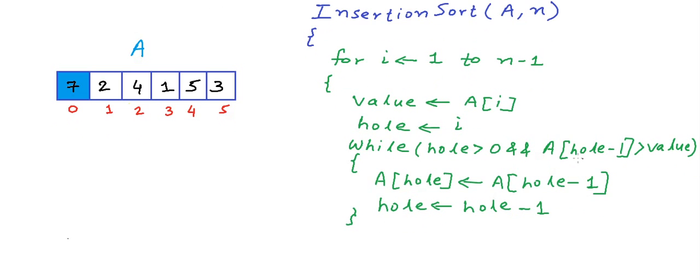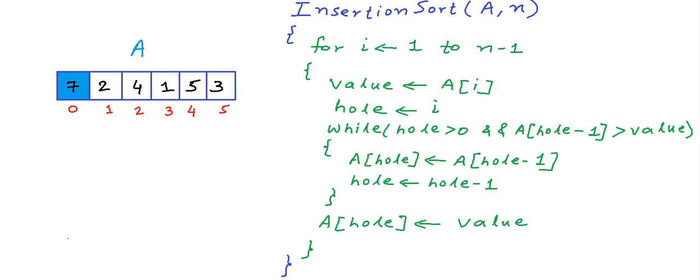When we find a smaller element than value in the sorted subset, this particular condition will be false. We will exit the while loop, or we will exit the while loop when hole will be equal to 0. So there will be no more elements to shift. And finally, when we come out of the while loop, we will put the value into the hole. And this is our pseudocode for insertion sort.